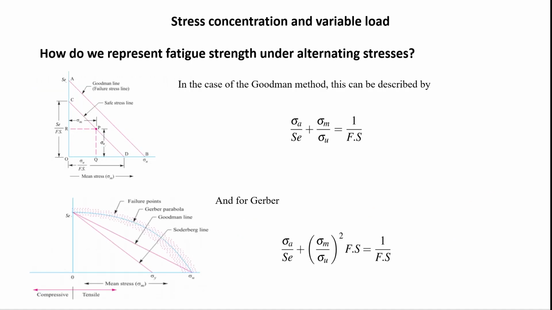We have a similar expression for Goodman in here. But in this case, instead of using the yield strength, we're using the ultimate strength. And for Gerber, what we are doing is using a square term here, which represents a parabola in this case.